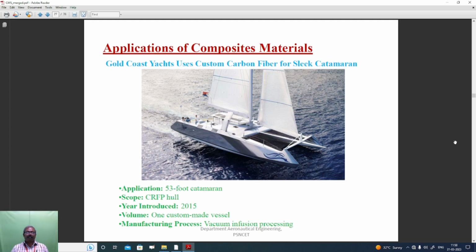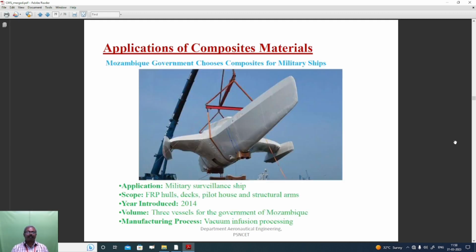This is a 53-foot catamaran. In that, a CFRP hull is used, and the vacuum infusion processing method is used to produce the hull. In this military surveillance ship, fiber reinforced polymer hulls, decks, foam cores and structural arms are made using composite materials. They introduced, in the year 2014, 3 vessels for the government of Mozambique, manufactured using vacuum infusion processing. This military surveillance ship was produced.